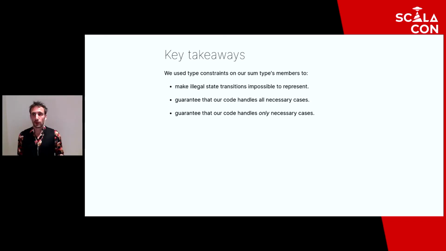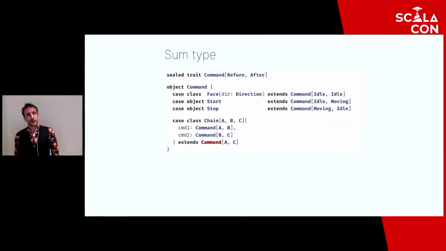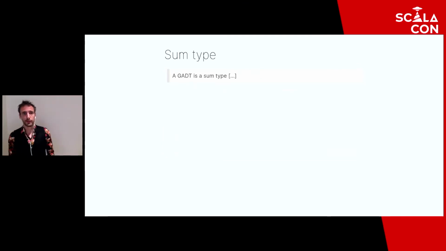And of course, one last thing that we've done here is that we have put all the groundwork we needed for me to be able to define what a generalized algebraic data type is. Now, it sounds like a scary word, but we're going to get through it. It's not that complicated. We've seen that command is a sum type. It's a sealed trait with possible values, face, start, and stop. So we know that a generalized algebraic data type is a sum type with some more information.